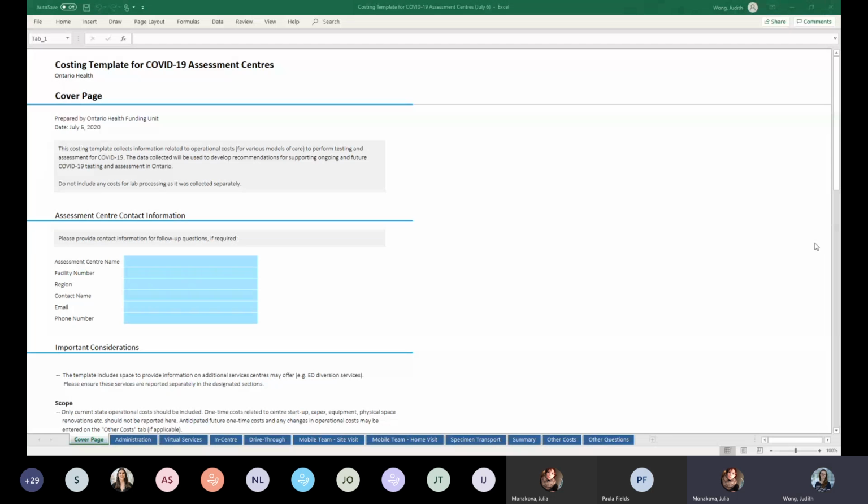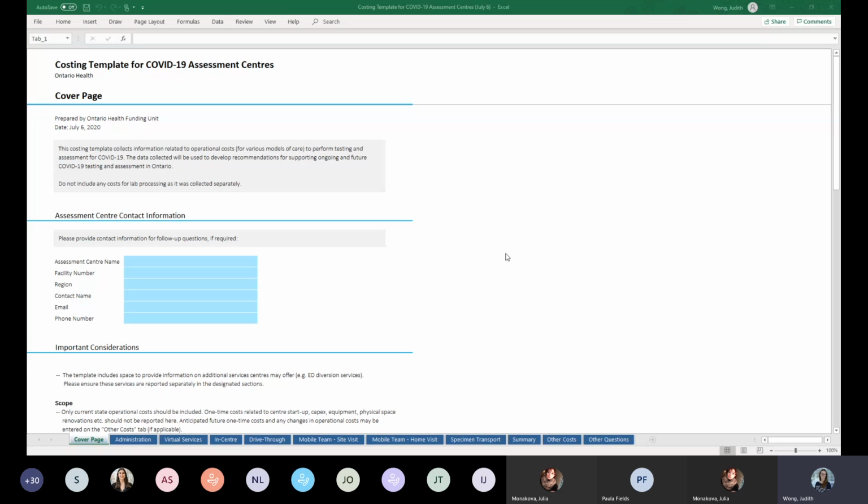Thank you, Julia. So I am now projecting my screen that has the template up on it so that you can follow along. If you're unable to see my screen, I will also call out which tab I'm on so you can follow along with your own copy of the template alternatively.